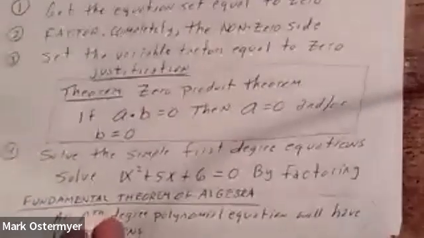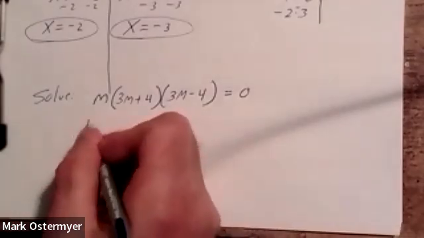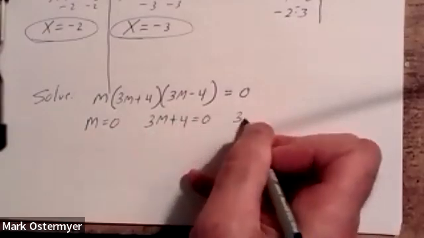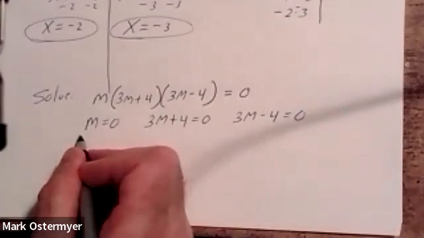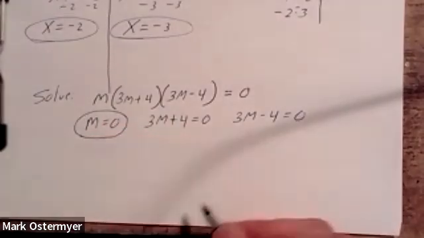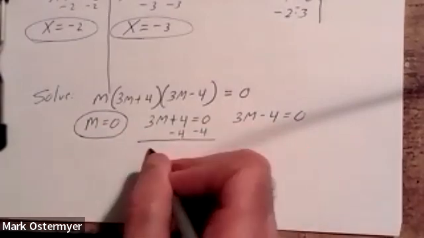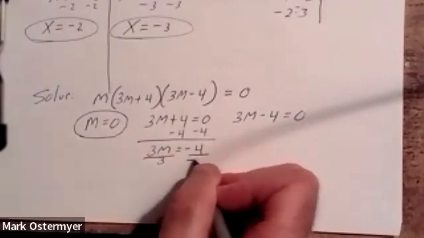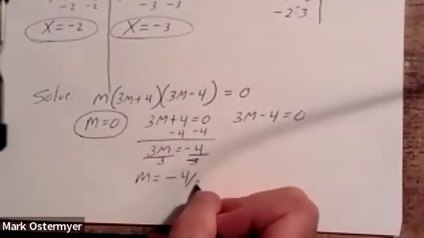Next step is set all your variable factors equal to 0. So the left side already is completely factored. So we set each of these variable factors equal to 0. And then we solve each equation for M. This is the easiest equation you will ever solve in your entire existence. M equals 0, that's already solved. That's one solution. Solving this equation for M, we subtract 4 from both sides. Divide both sides by 3, and another solution walks out of here with the what? A value of -4/3.